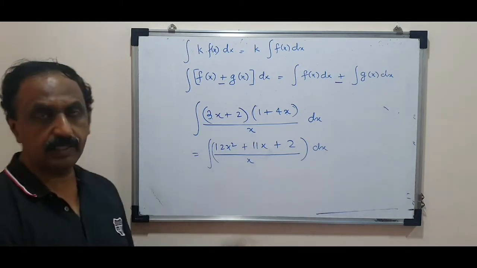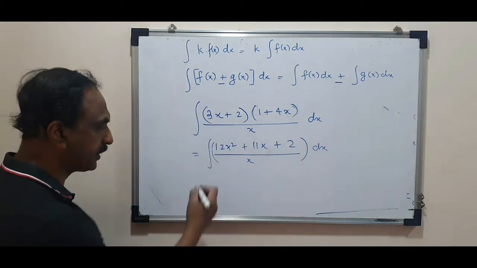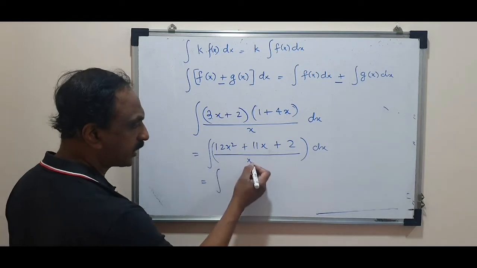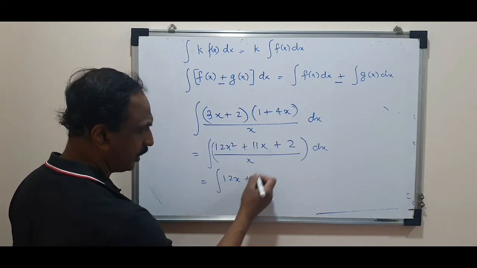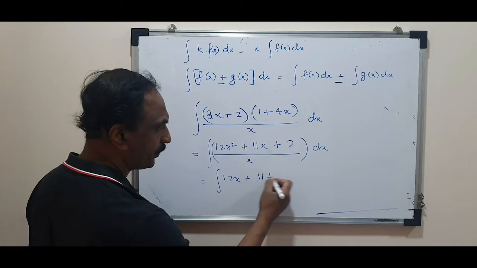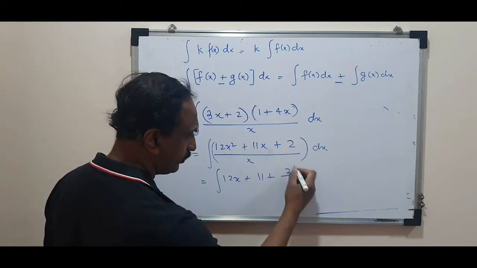Now, the denominator is a single term. Whenever a single term comes, you can separate it. So I can write 12x square upon x, minus 11x upon x, plus 2 upon x.